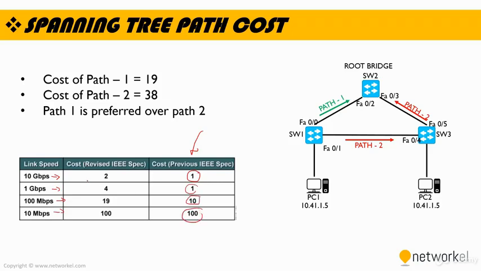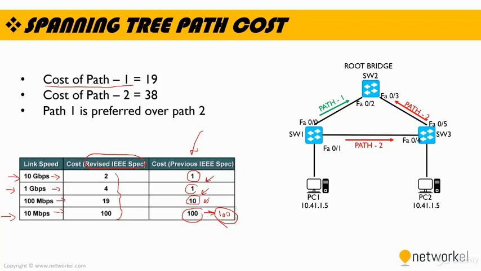Okay, as you can see in the picture, in STP, I'm taking a 10 gigabit per second link as a cost value of 1. And I'm taking a 1 gigabit also as a cost value of 1. But a 10 megabit per second link, which is a slower path, has a higher cost value. As you can see, we have a reverse logic in here. So if we check the cost of path 1, according to the revised IEEE specifications, these values were revised, so we are accepting this one now.